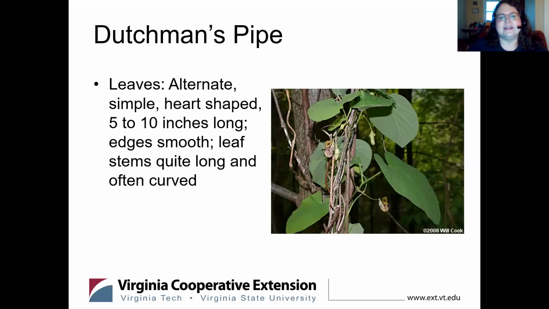Dutchman's pipe, these are all going to be native vines. Dutchman's pipe is a very pretty native vine. Has alternate simple heart-shaped leaves, about 5 to 10 inches long. Margins are entire. So if you were wondering what entire meant earlier, they're completely smooth along the margin. So no serration, no nothing like that. Stems can be quite long and are often curved. So if you're walking along in the woods, you might see this vine here and there. And this is what Dutchman's pipe looks like in its description. A very pretty little vine, in my opinion.